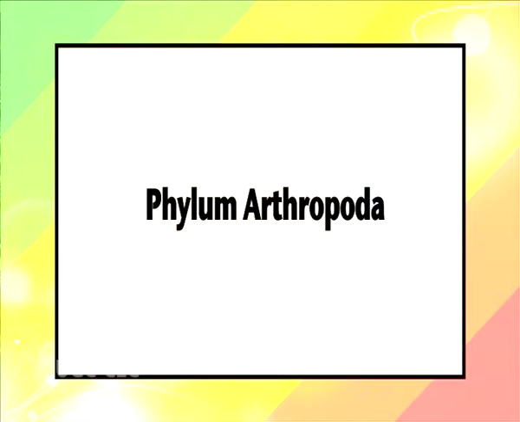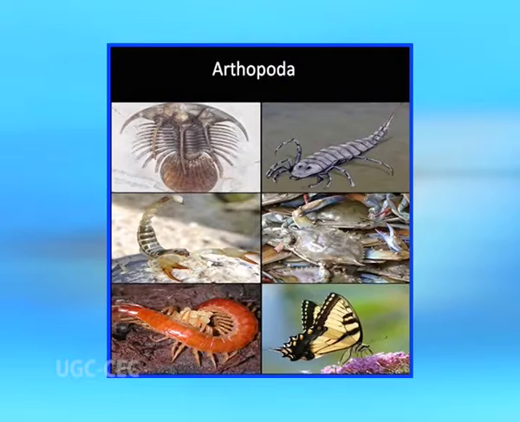Now phylum Arthropoda. This is the largest group of animals, including about 900,000 species. More than 80% of all animals are placed in this phylum. They have jointed limbs with bilateral symmetry. They are triploblastic and coelomate.